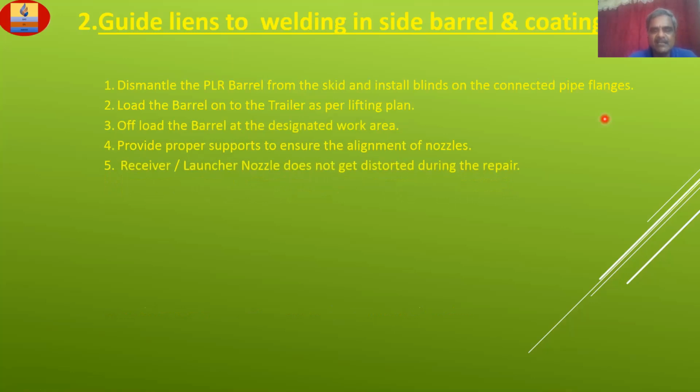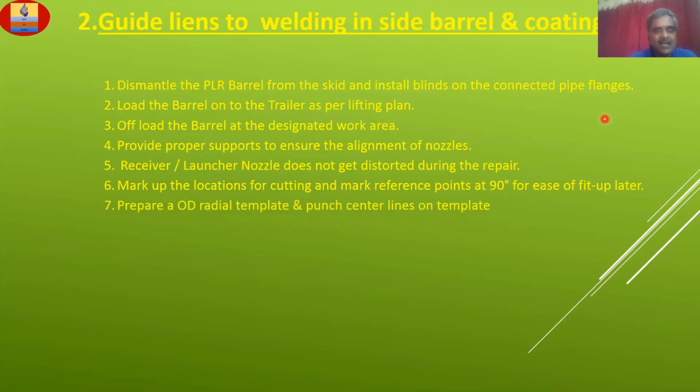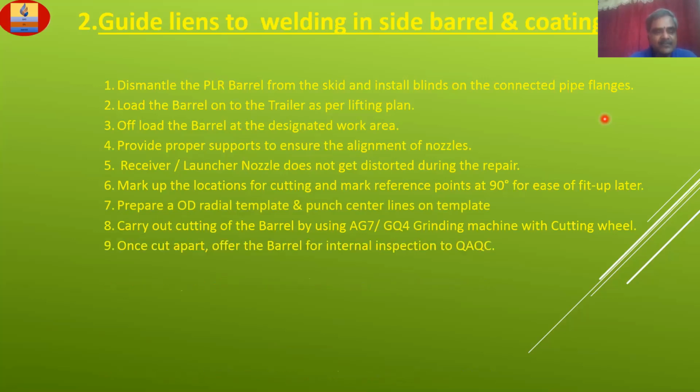Provide proper supports to ensure the alignment of nozzles, receiver or launcher. Nozzle does not get distorted during the repair. Mark up the location for cutting and mark the reference points at 90 degrees for ease of fit up later. Prepare an OD radial template and punch center lines on the template. Carry out cutting of the barrel by using AG7 and GQ4 grinding machines with cutting wheel.